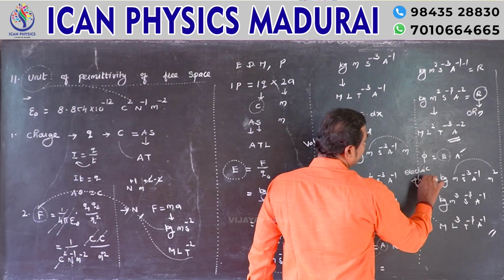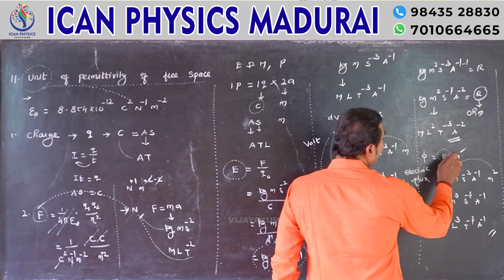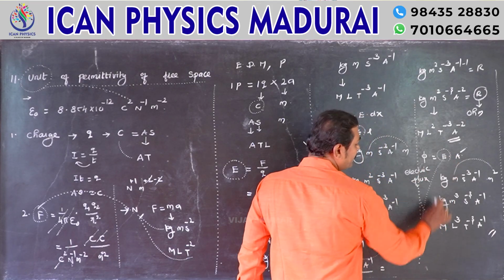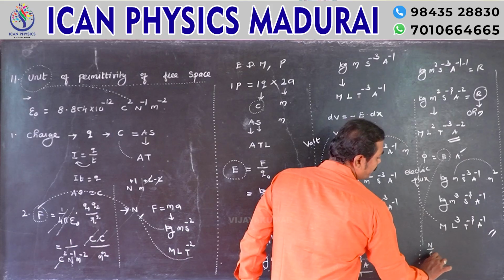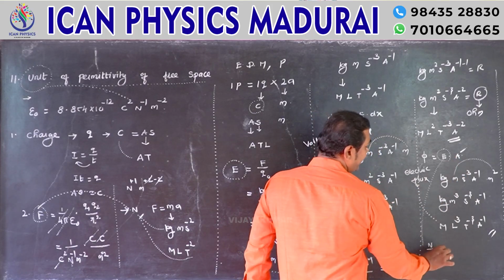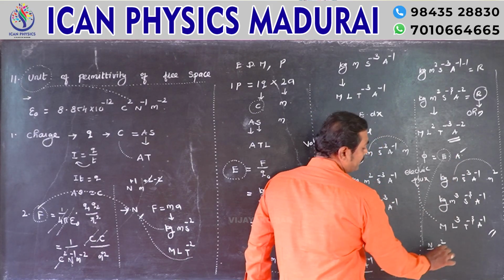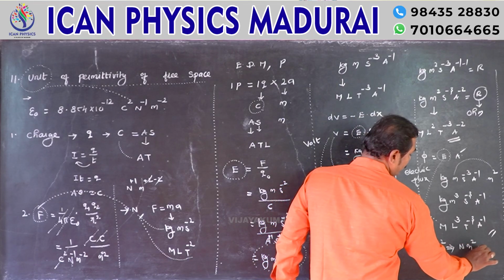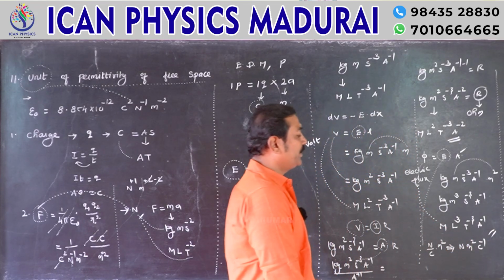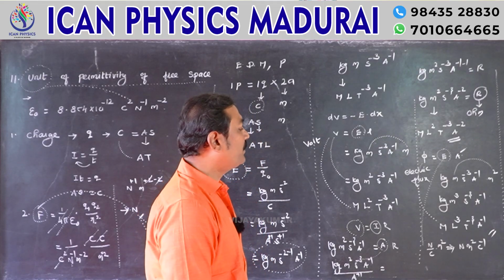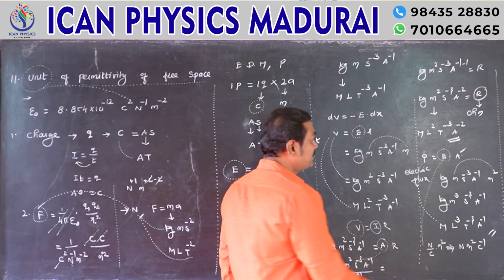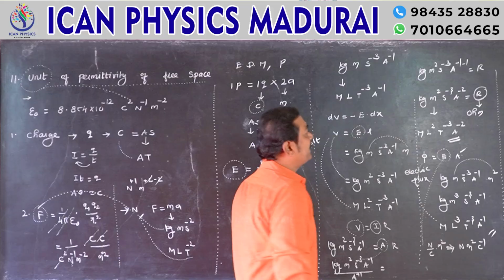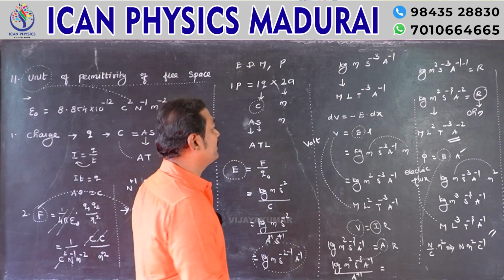Electric flux. Okay. So now we can modify this one. Unit of electric field, Newton per Coulomb. Unit of area, meter squared. So it can be modified: Newton meter squared per Coulomb. Or otherwise, the equivalent unit of electric field.